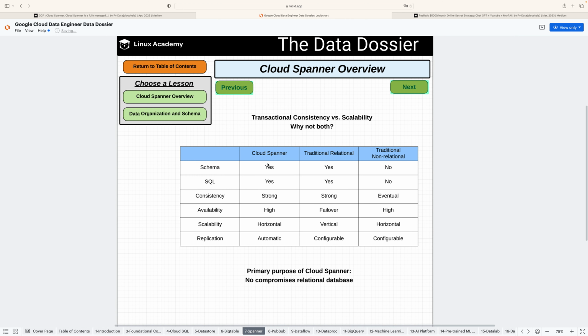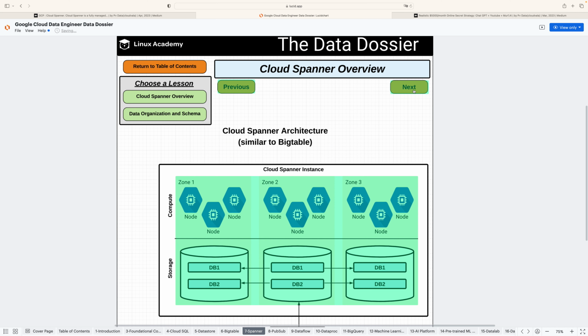Cloud Spanner requires a schema, and a traditional relational database also requires a schema. It also supports SQL, and traditional also supports SQL. It also supports consistency, very strong, and traditional is also very strong. Availability is very high, but with traditional, if your data volume is very high, then it can fail over. And scalability is horizontal, since it's a kind of big data tool. So it's about horizontal scaling. A relational database supports only vertical scaling. Replication is automatic and configurable. So these are the things.